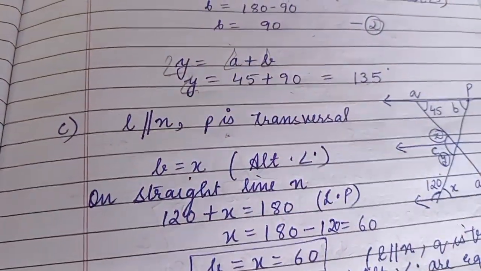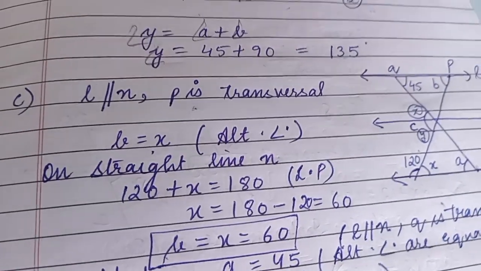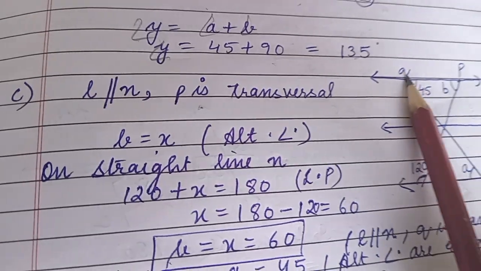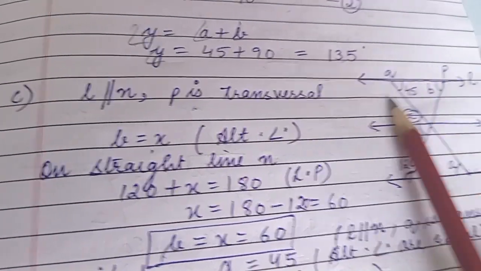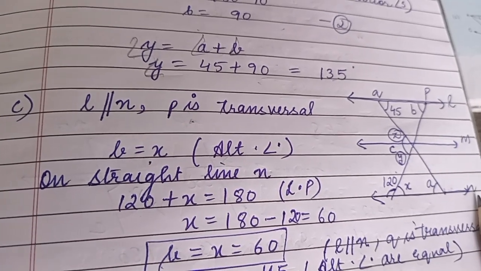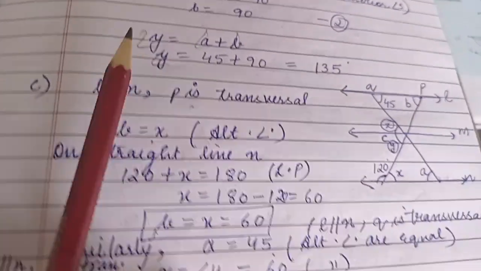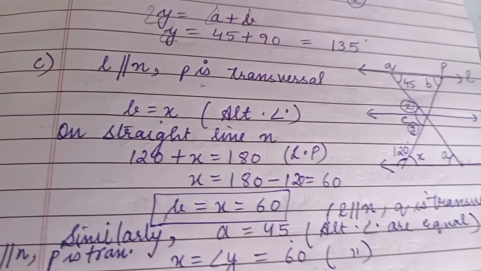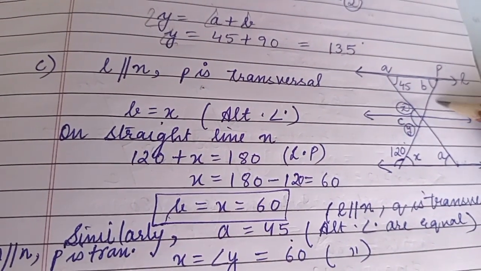Coming to the last part of this question, that is C. It's again very easy because there are only three lines they have given you and all three lines are parallel. And how many transversals? Two. This and this. L is parallel to M is parallel to N. Okay? Now, coming again to the first two lines.